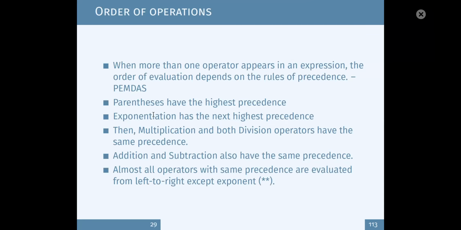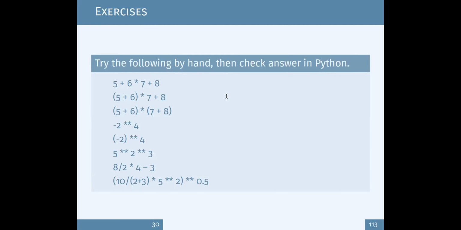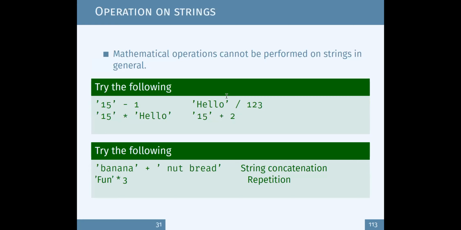Then when you have expressions like this, the order is important. Usually parentheses come first, then exponentiation, then multiplication and division, which have the same precedence, then addition and subtraction, which have the same precedence. Whenever you have the same precedence, remember to evaluate from left to right, except for exponent, because exponent goes from right to left. Right. So having said that, we'll move to operations on strings.